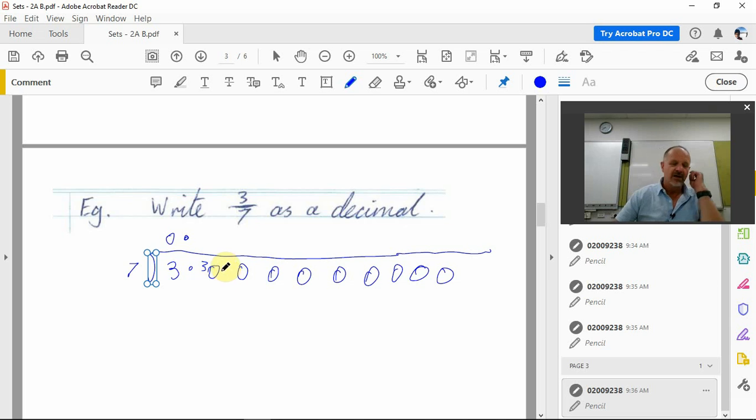We bring it up here. 7 into 30, 4 7s are 28, so it goes in 4 times with 2 left over. 7, 2 7s are 14, 3 is 21, so it goes in twice with 6 left over. 60, 7 8s are 56, so it goes in 8 times with 4 left over. And then 7 into 40, 5 7s are 35.